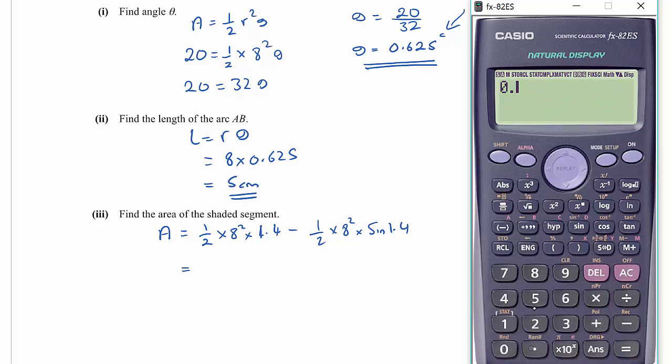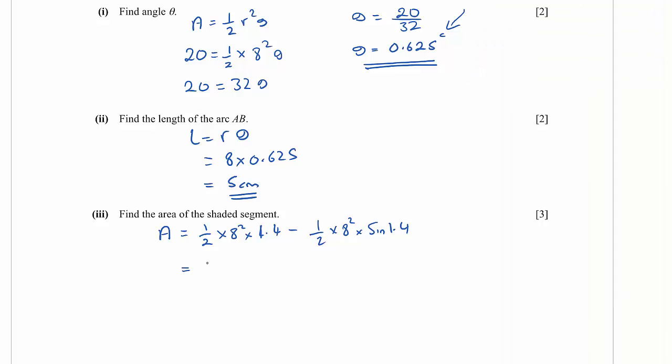And then I've got 0.5 times 64 times 1.4. And we'll take away 0.5 times 64 times the sine of 1.4. And that's 13.27 square centimetres.